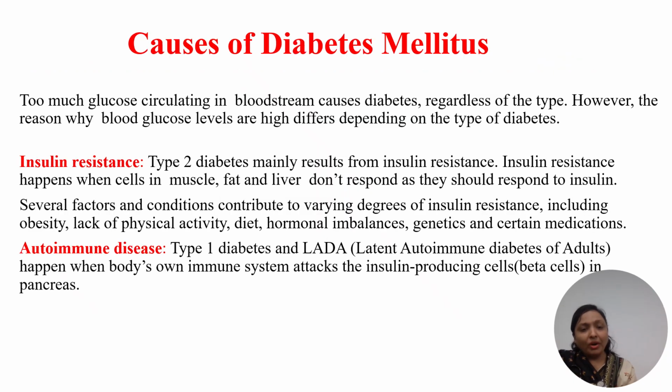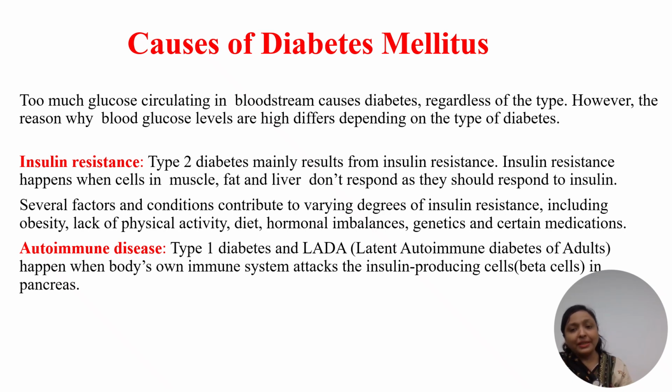So let's review what are the causes of diabetes mellitus. Too much glucose circulating in blood stream causes diabetes regardless of the type. However, the main reason why blood glucose levels are high differs depending on the different types of diabetes mellitus. Insulin resistance. Type 2 diabetes mainly results from insulin resistance.